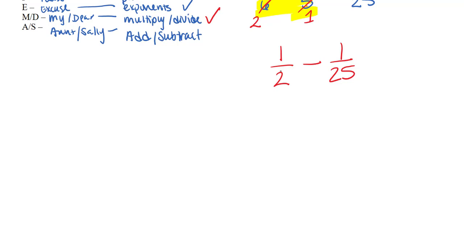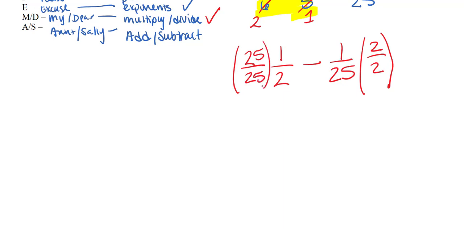We don't have a common denominator, so we need to solve for that. On this side, we could multiply 2 over 2, and on this side, 25 over 25. And when we do that, we're going to get a common denominator of 50, because the least common denominator between those two would be 50. Because 2 can't go into 25, and the next multiple of 25 would be 50.